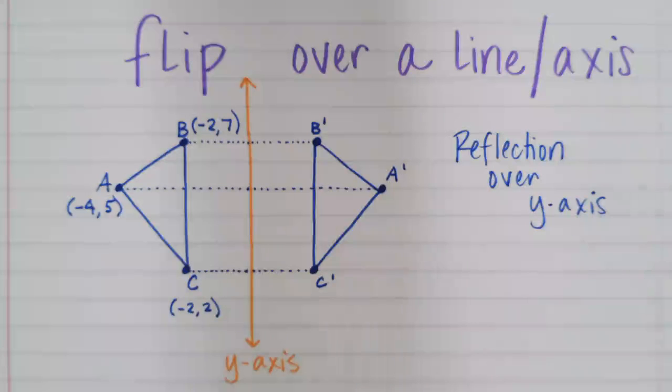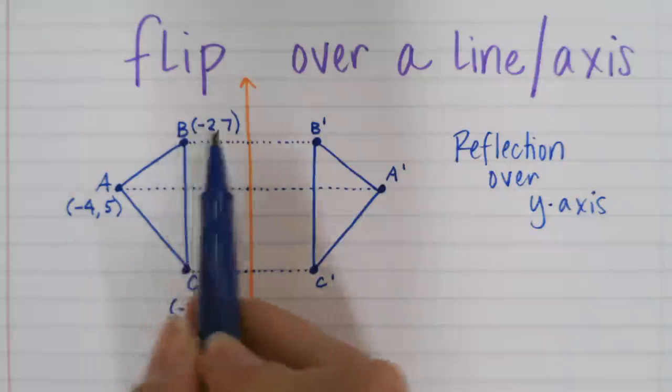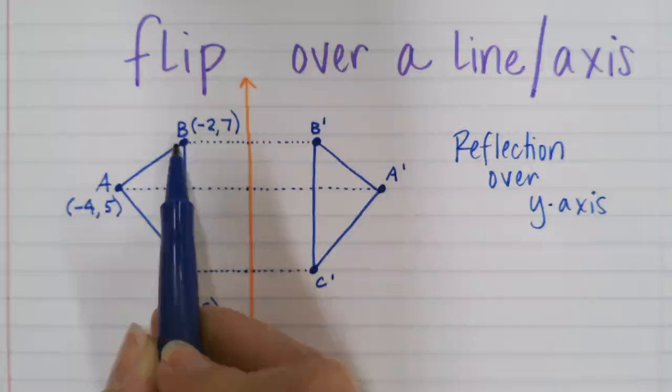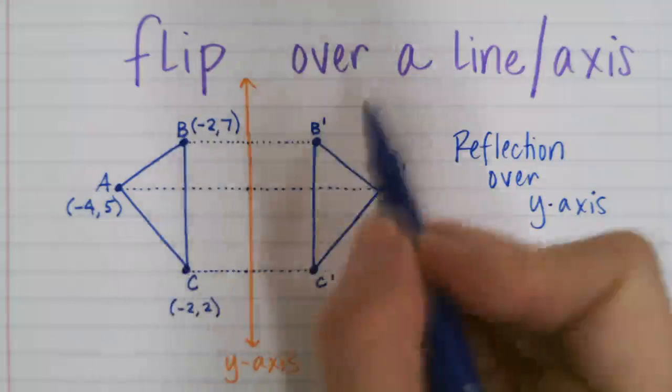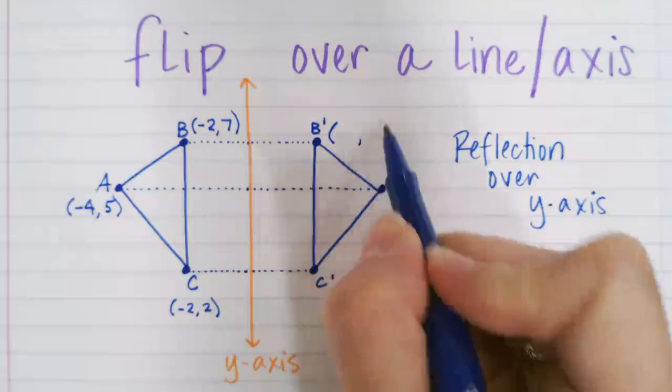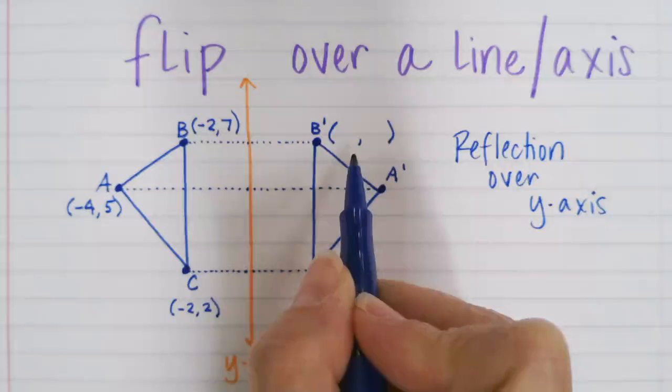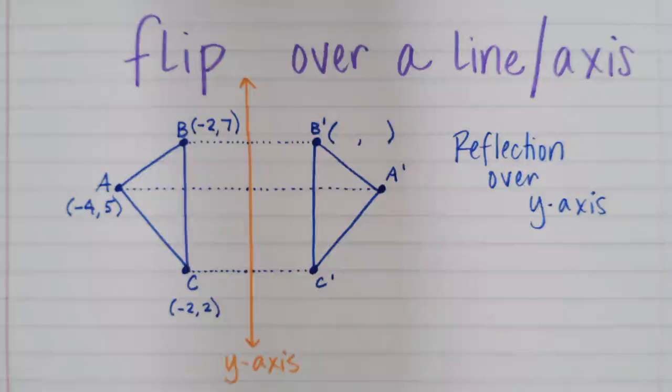All right, now let's look at what happens to our ordered pairs. This ordered pair right here, I called negative 2, 7. If this is negative 2, 7, what is going to be the ordered pair for its reflection? I want you to pause and think about that for just a second.